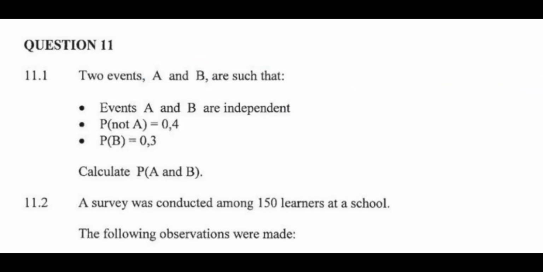Now, the thing is they don't give us the probability of A. They only give us the probability of event B happening. So how do we now work out the probability of event A and B?